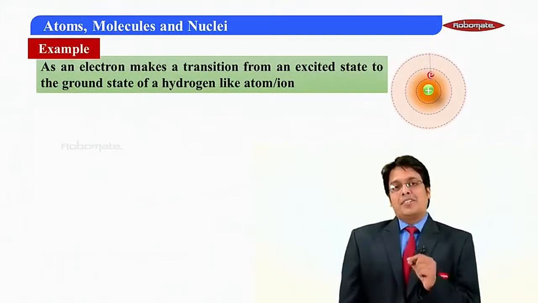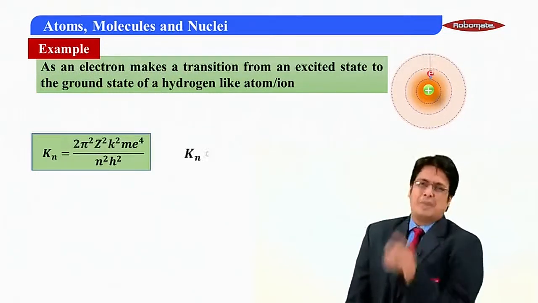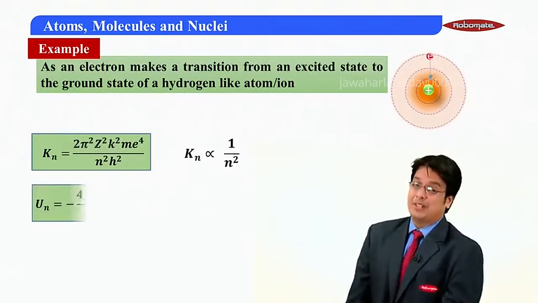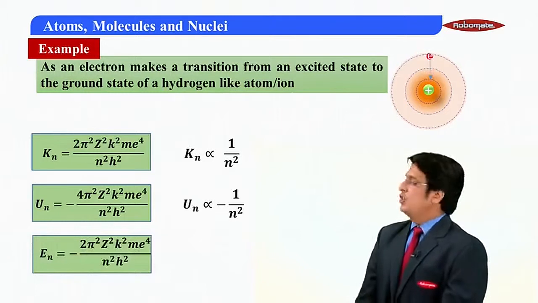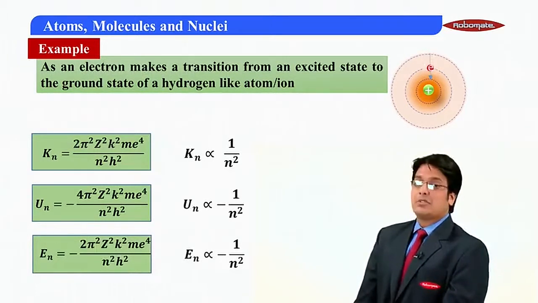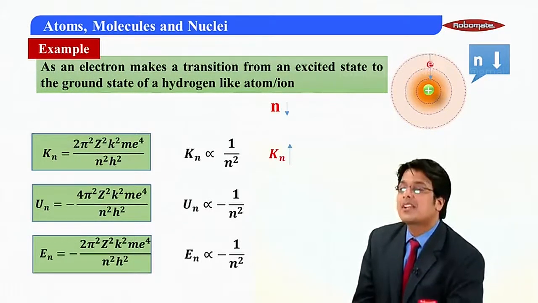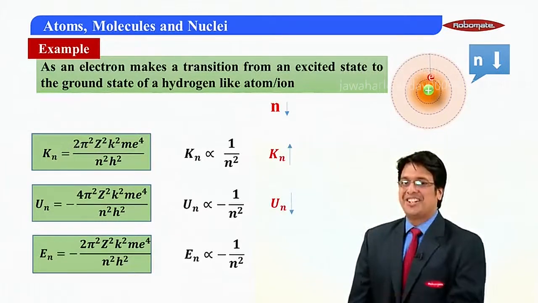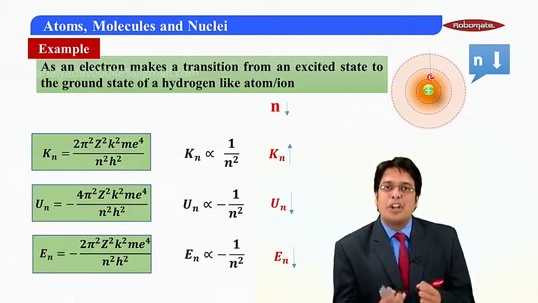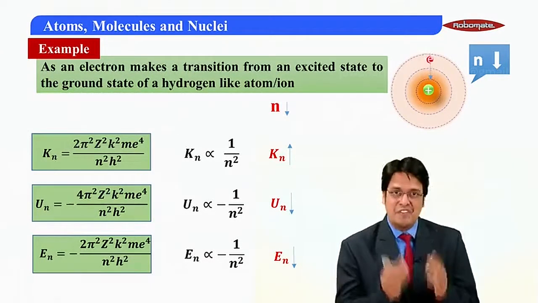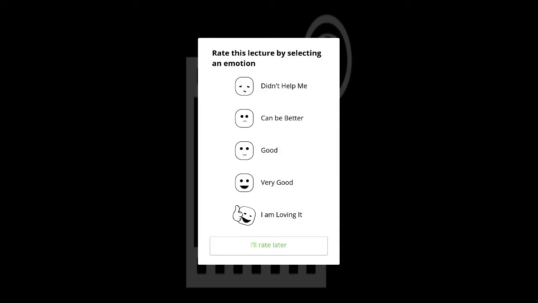Now, as an electron makes a transition from excited to ground state, your kinetic energy is given by this formula. What is Z? Z is the atomic number. So it is inversely proportional to n square. We know that. U is potential energy, again inversely proportional to minus of n square. And total energy is inversely proportional to minus of n square. That means as your number of orbit decreases, kinetic energy increases, potential energy decreases, total energy decreases. That's the spirit of the energy, and I hope you understood each and every concept of energy of electrons. Stay tuned.